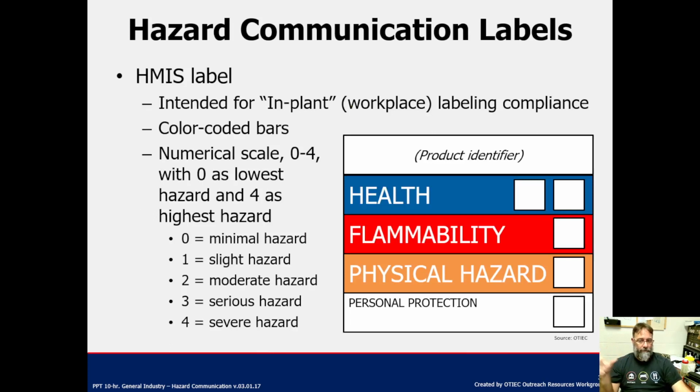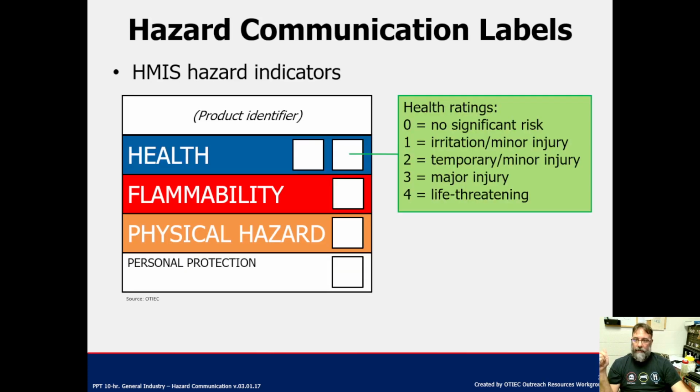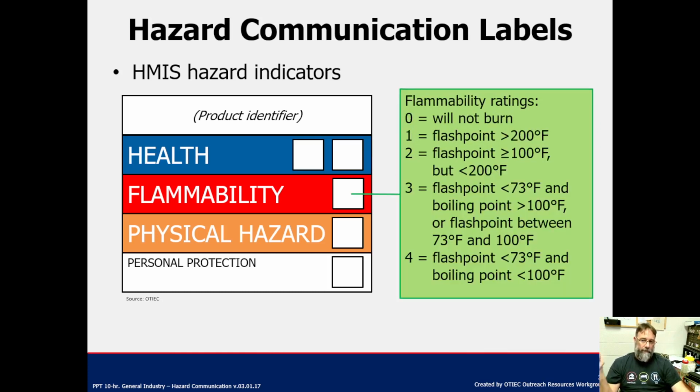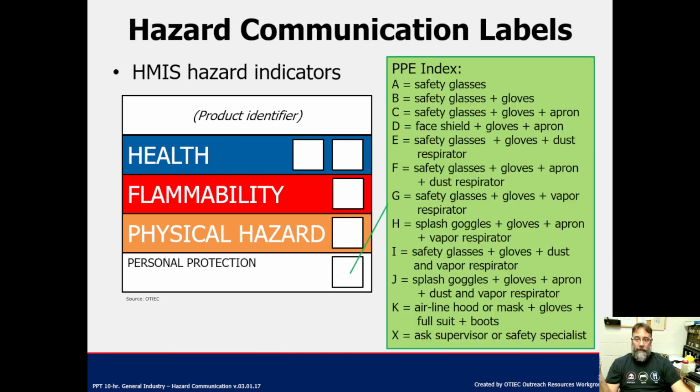HMIS label, it's kind of the same concept, how they lay things out for you. Everything's from 0 to 4. So I go to the next here. There we go. Once again, 0 to 4. If there's an asterisk in there, it's a chronic health hazard. Flammability from 0 to 4. And the physical hazard, 0 to 4. And then PPE, and they just give you different letters based on that.